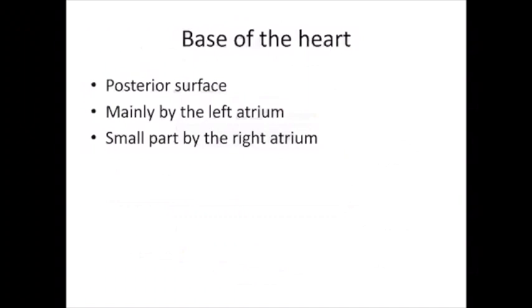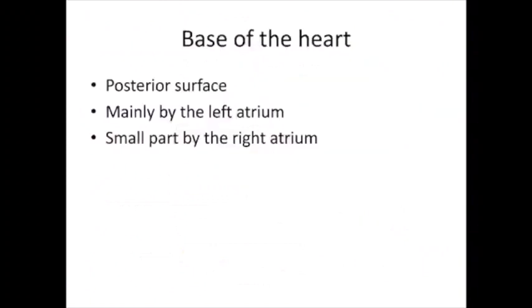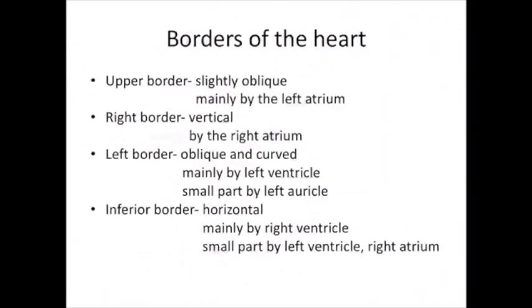So this is the apex, and the base of the heart, also called the posterior surface of the heart, is mainly formed by the left atrium and a small part by the right atrium. So this is the base. There are four borders of the heart: upper border, inferior or lower border, right and left border.